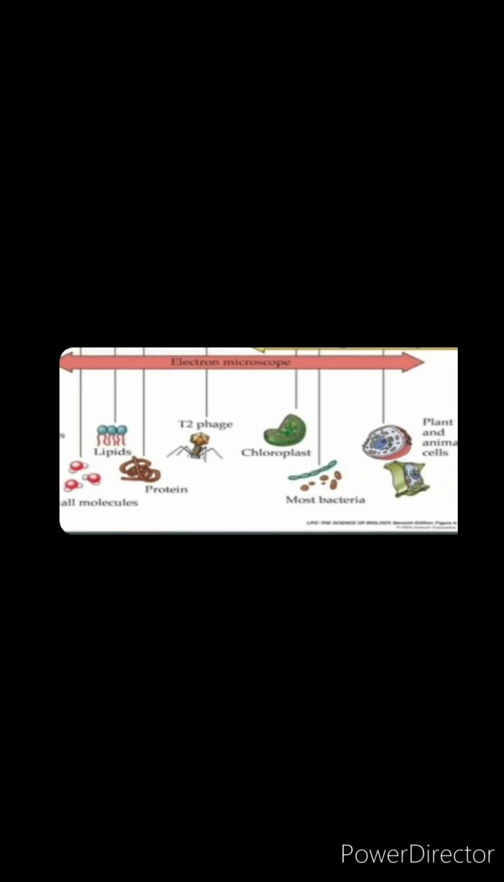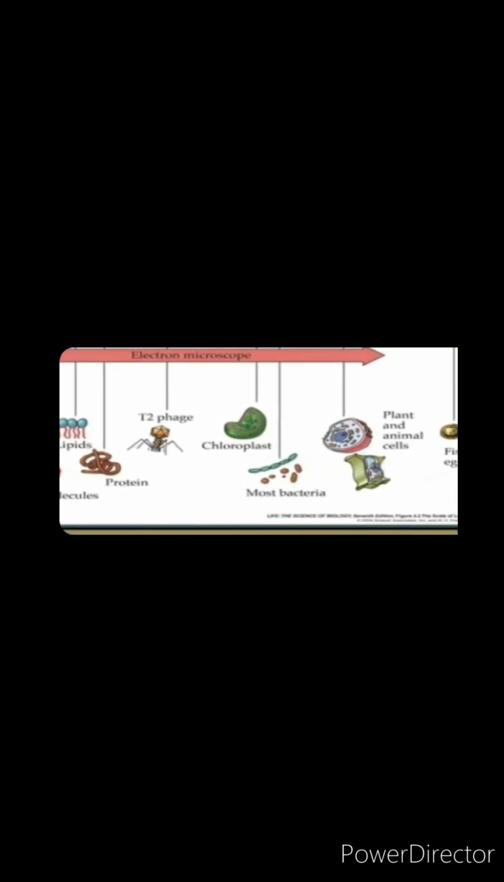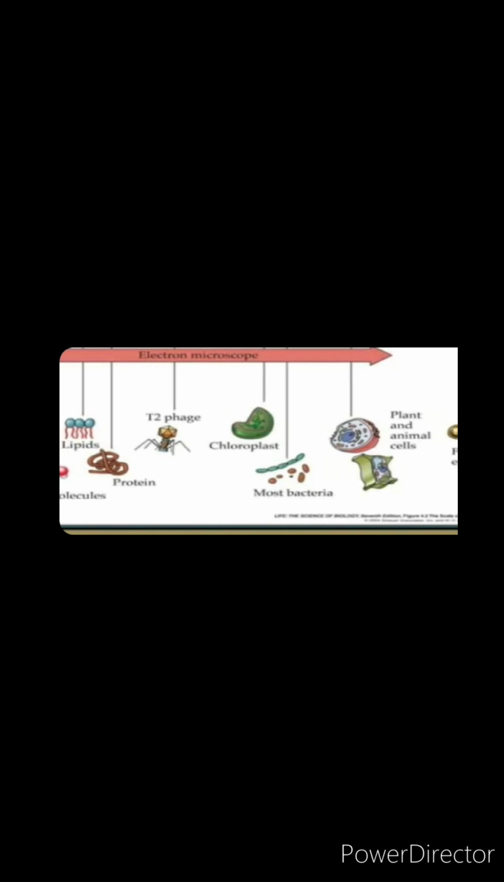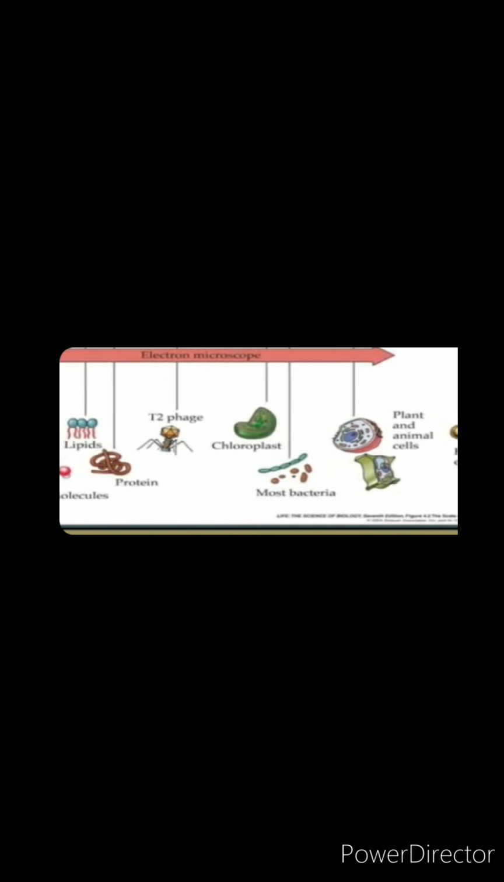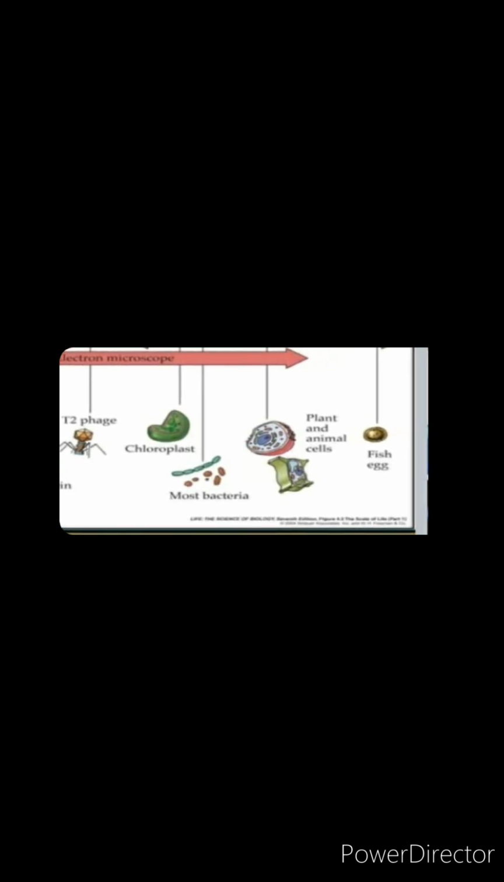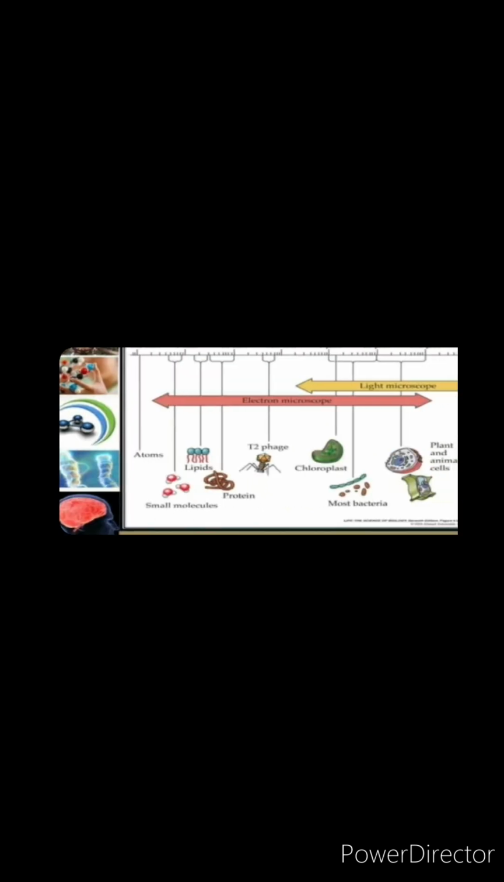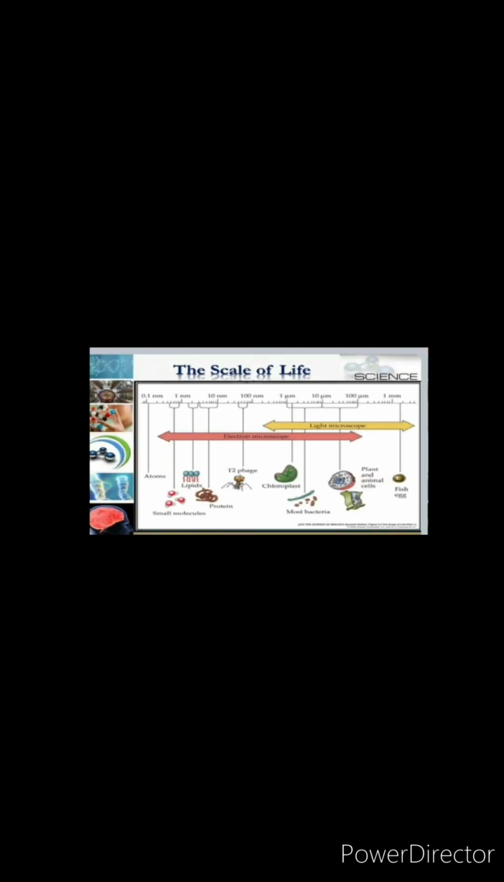After that, the T2 phage, bacteriophage is there. After that, chloroplast, which performs the function of photosynthesis. Then bacteria, so plant and animal cells. Then fish egg. So these are the scales of life, means how the cells divide, how the cells grow and form the new organisms on the earth.